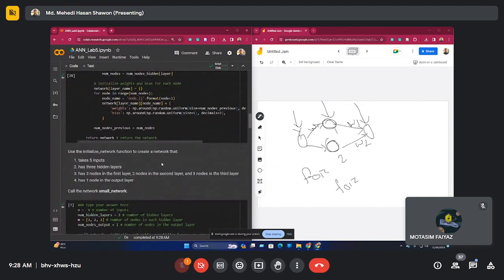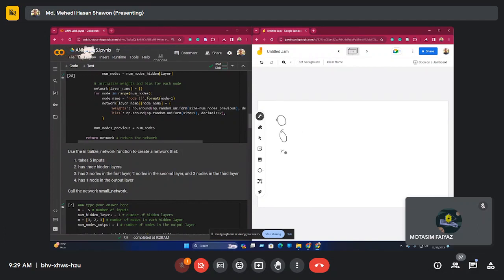All right. Now suppose I tell you: take 5 inputs, 3 hidden layers, with 3 nodes in the first layer, 2 nodes in the second layer, 3 nodes in the third layer, and one output layer. How does it look? It's better to open a new one than erase this. Suppose 1, 2, 3, 4, 5. These are the input layer. The first hidden layer has 3 neurons, then 2 neurons, 3 neurons, and 1 neuron. So everything will be like that.